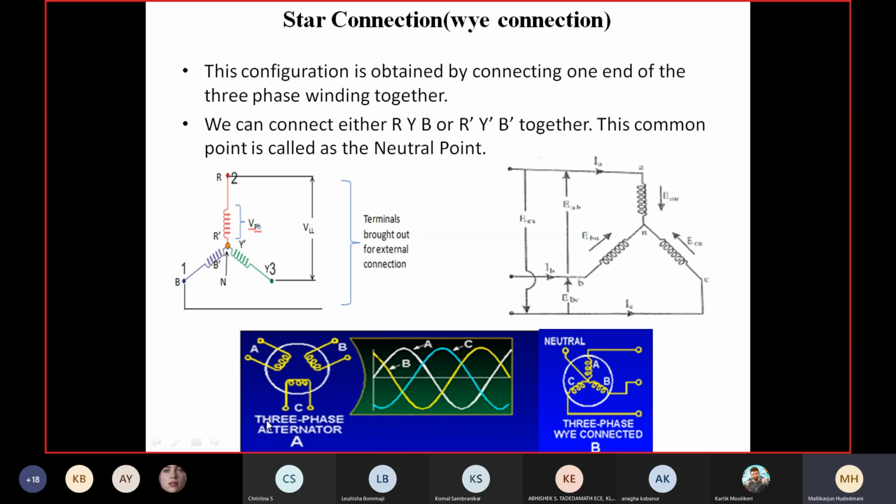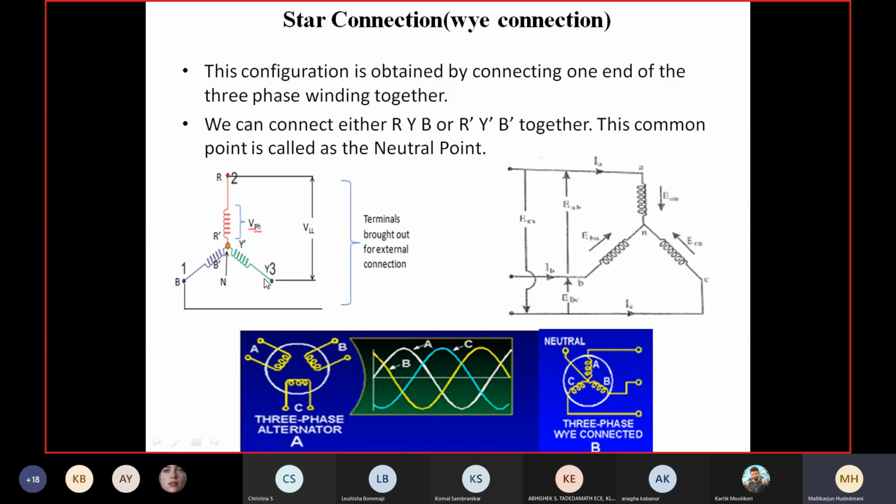I have to make one common point: the end of A, end of B, end of C. I can twist them and create a common point that you can see here in this diagram. Suppose R and R dash, Y and Y dash, B and B dash, like your A and A dash, B and B dash, C and C dash. If R dash, Y dash, B dash are joined, creating a knot and brought out as a common point, that's called the common point.